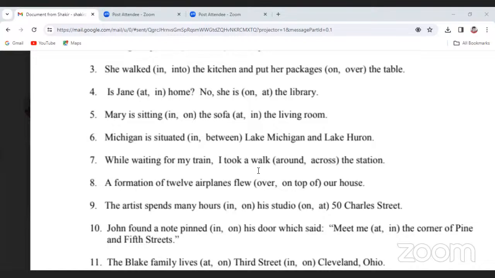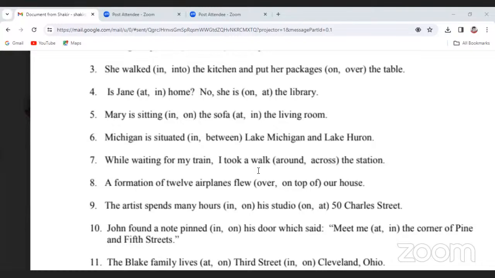John found a note pinned on his door. Okay, on is the correct answer. Pinned on his door, which said, "Meet me at the corner of Pine and Fifth Streets."